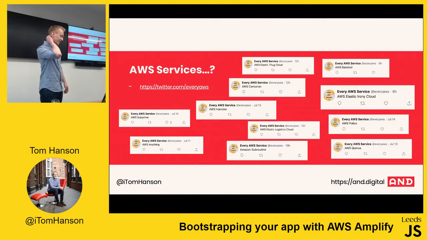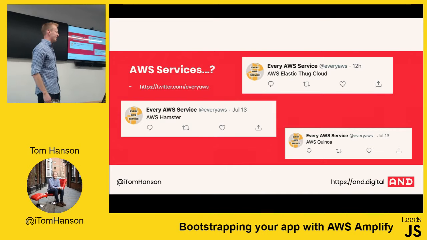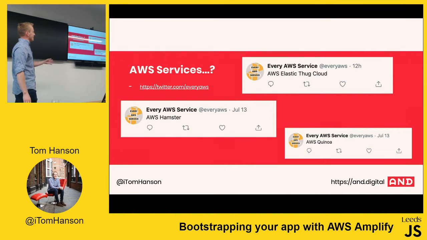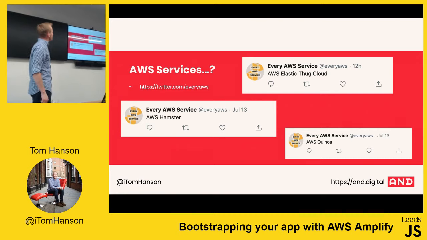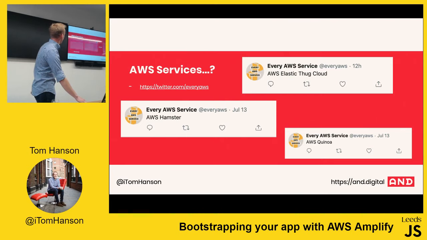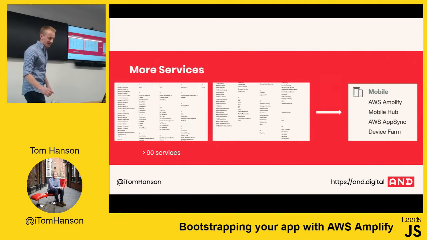So I've talked about a few services. These are some that I've come across from this Twitter website. It's really good. Twitter website, what was that? But crucially, a few of them I quite like: the AWS Elastic Fog Cloud. Say that one really carefully. And then the AWS Hamster as well, leaving the AWS Hamster to run around in its wheel a little bit.